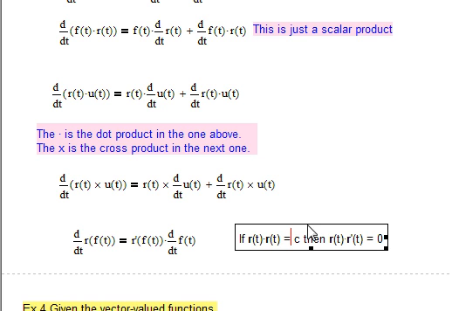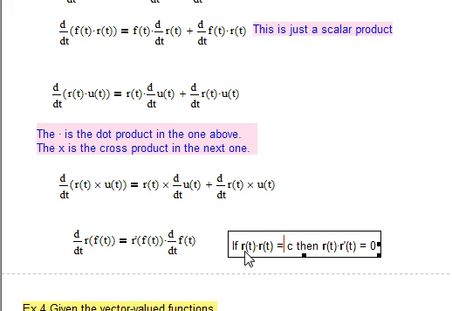Also, this might be new. If the dot product of two vector valued functions is constant, then the vector valued function dotted with its derivative is equal to 0. That's not times, that should be dot. And now that's interesting. What do you know about the dot product of vectors? Well, the dot product of vectors equals 0 means the vectors are orthogonal.